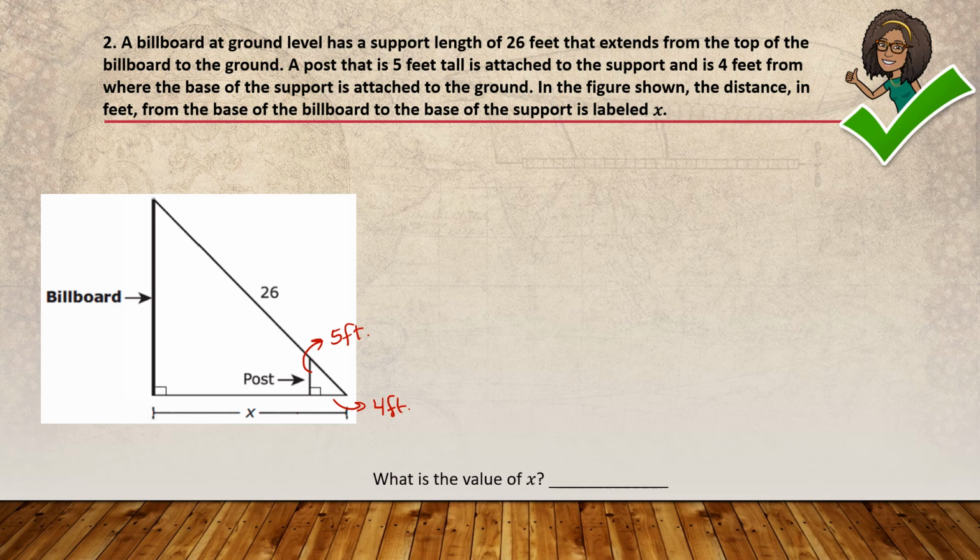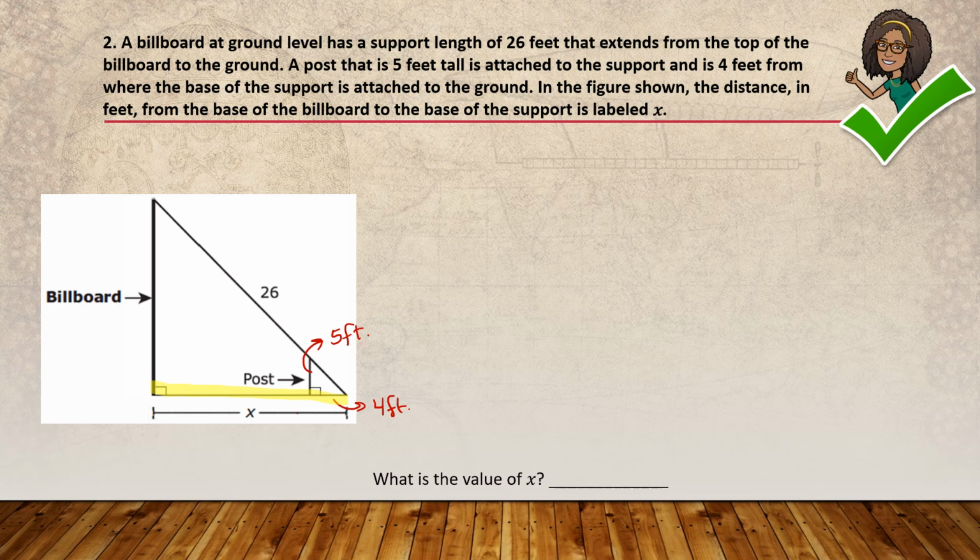And then it says in the figure shown, the distance in feet from the base of the billboard to the base of the support is labeled by x. So we want to know what is the value of x. What is the distance from the base of the billboard to the base of the support of the label? So this is the distance that we are needing to find that I'm highlighting in yellow.